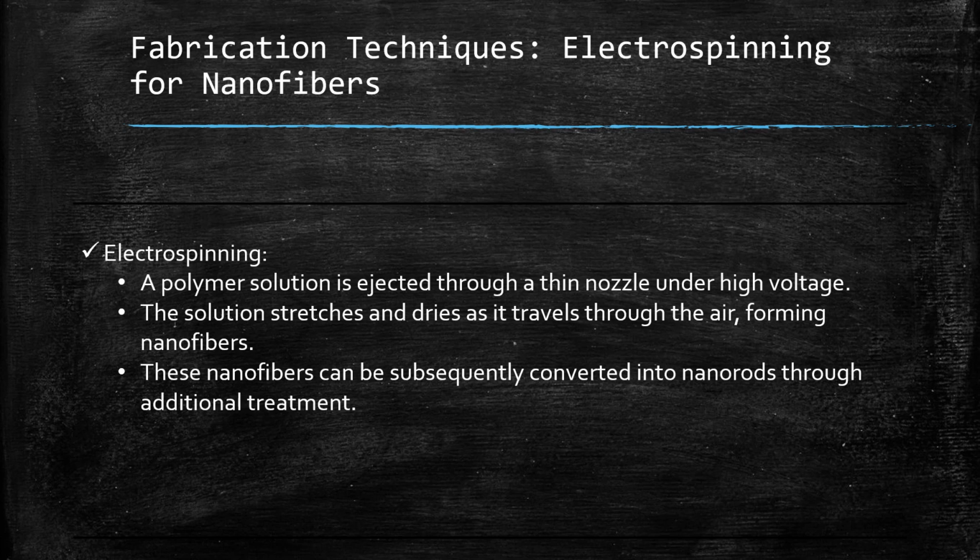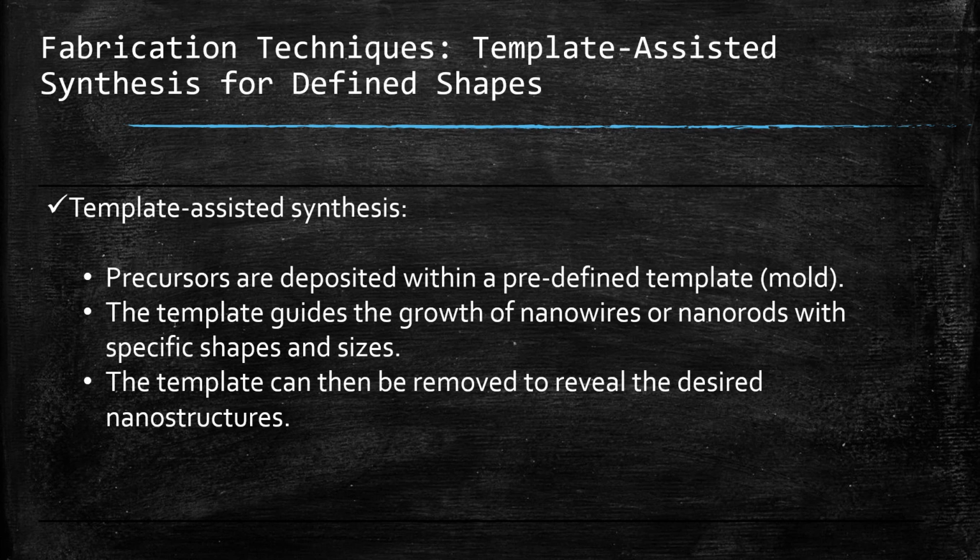Next comes the fabrication technique of electrospinning. It offers another exciting way to create nanostructures. Imagine a polymer solution, a thick liquid containing long polymer chains. In electrospinning, we apply a high voltage to this solution, forcing it out of a tiny nozzle. As the solution travels through the air, it stretches and dries very quickly, forming ultra-thin nanofibers. These nanofibers can then be processed further to create nanorods with specific properties.